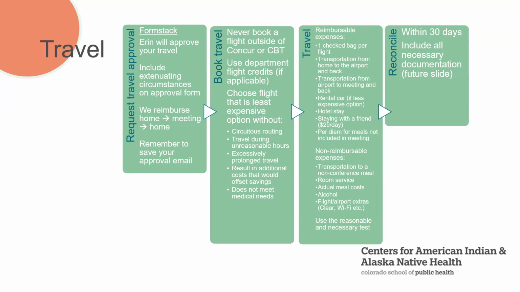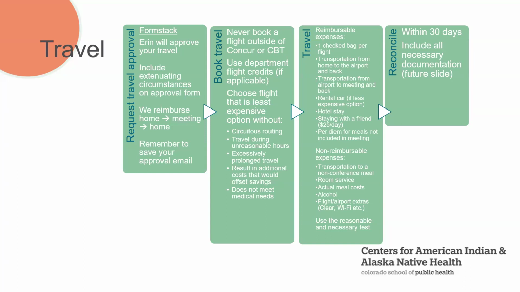And that includes if you have extenuating circumstances. For example, if you are planning on doing any travel that is not your home to meeting to home, you want to make sure that is clear on your approval form. Or if you are driving instead of flying, you would want to list that on the approval form. If you are extending your stay at all, that would also be listed. So make sure that you provide a lot of details so that Erin has the whole context. So Erin approves all travel for both non-employees and employees.